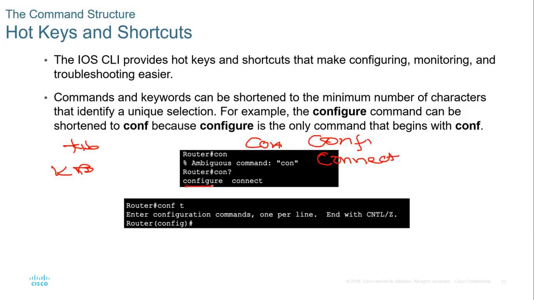As you can see here, we have configure then connect. So if you type con and then you press enter, it's going to complain because it is an ambiguous command, an unknown command. The system has failed to differentiate exactly what you want. So in case you want to differentiate, you can type con and then a question mark without a space, so that you can see the commands that begin with con. All of them will be listed. That's the reason why we're seeing configure and then connect.